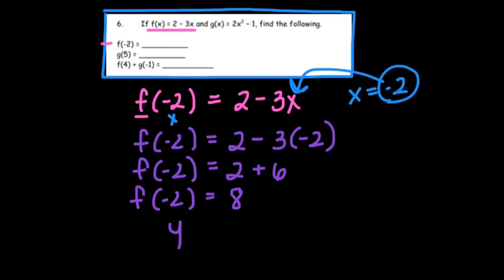And remember, this is really the y value. So the y value here is 8. So the first one, f of -2, the answer would be 8.